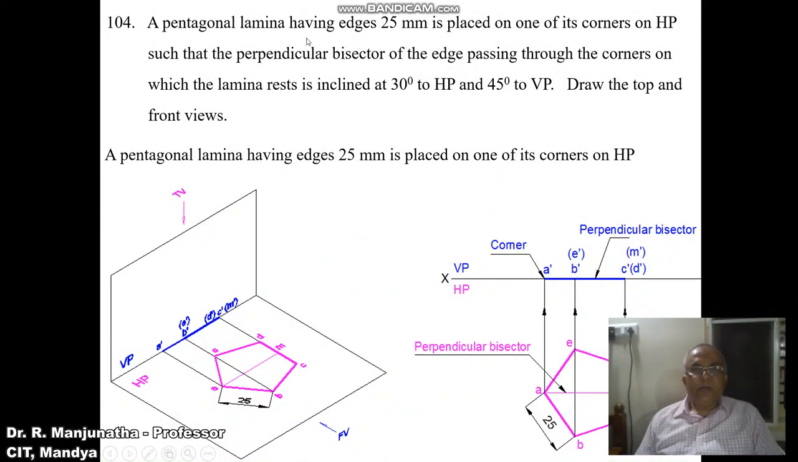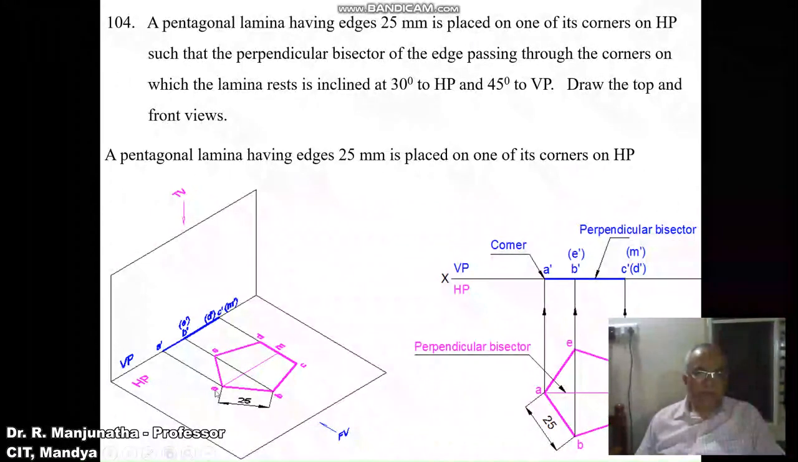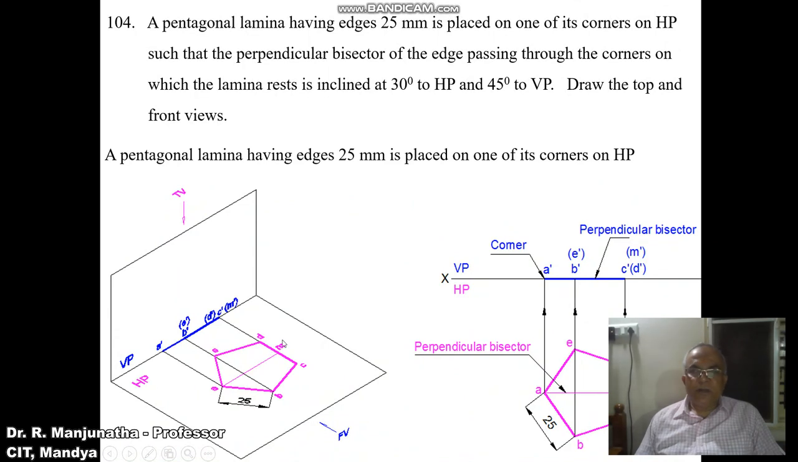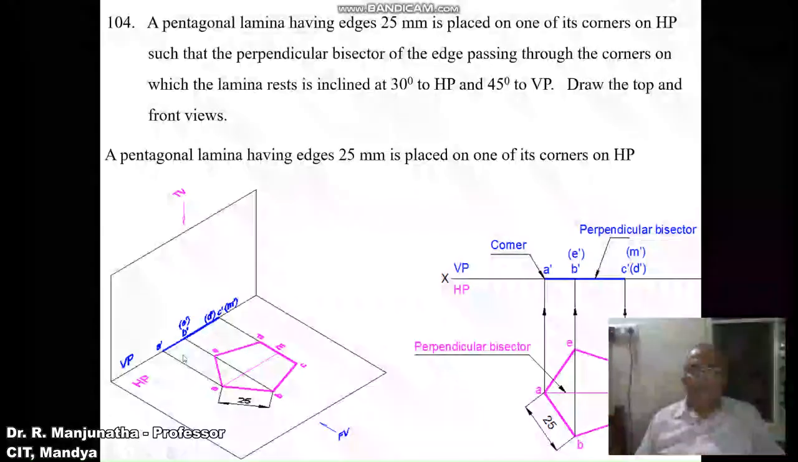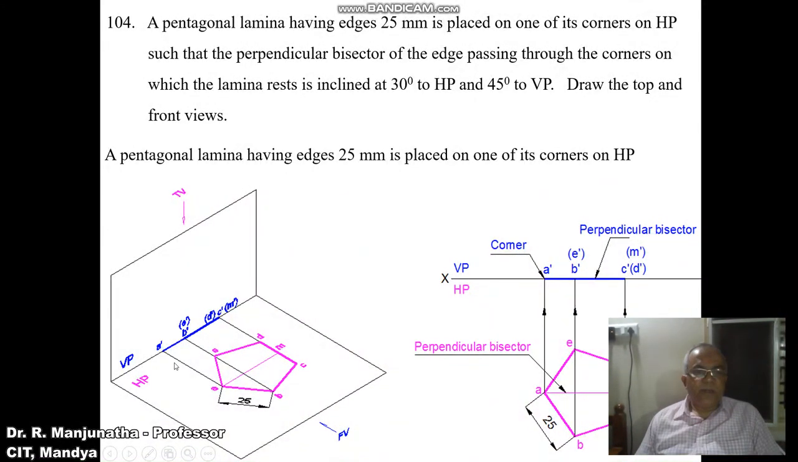A pentagonal lamina of 25 mm is placed on one of its corners on HP. So obviously we have to start the problem from HP. Once we start the problem from HP, when you look from the front view, all the sides are resting on HP, so obviously that should be parallel to HP. Since it is parallel to HP, we are getting the true shape in HP.